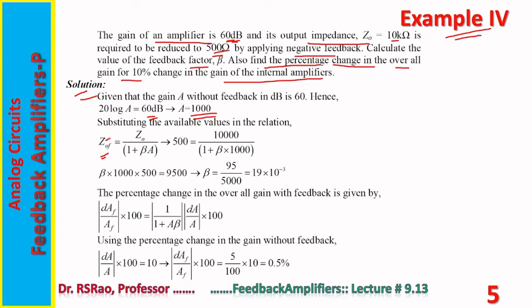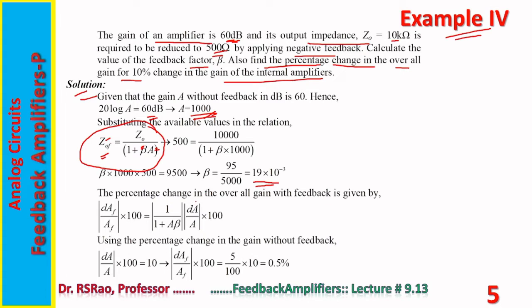Z0F is output impedance with feedback. Z0 is output impedance without feedback. A is gain without feedback. We have already calculated it as 1000. So in this relation, all parameters are known except beta. Substituting values of Z0F, Z0 and A in this expression, one can find beta. It turns out to be 19 into 10 power minus 3.